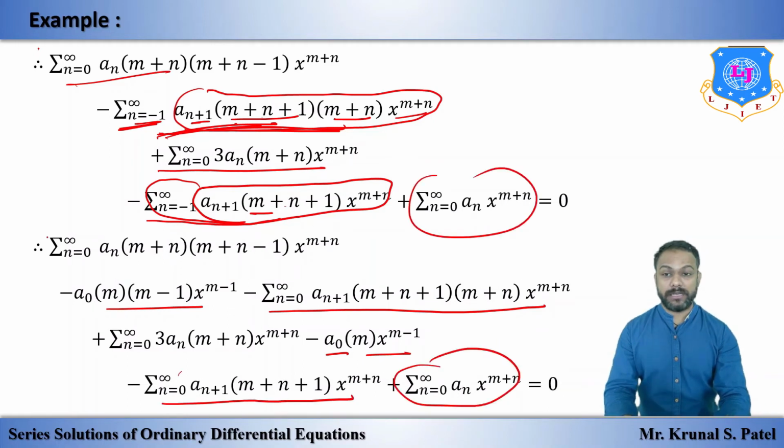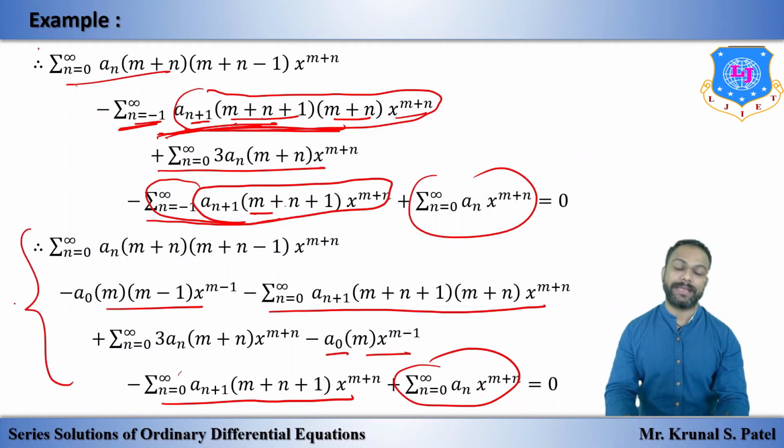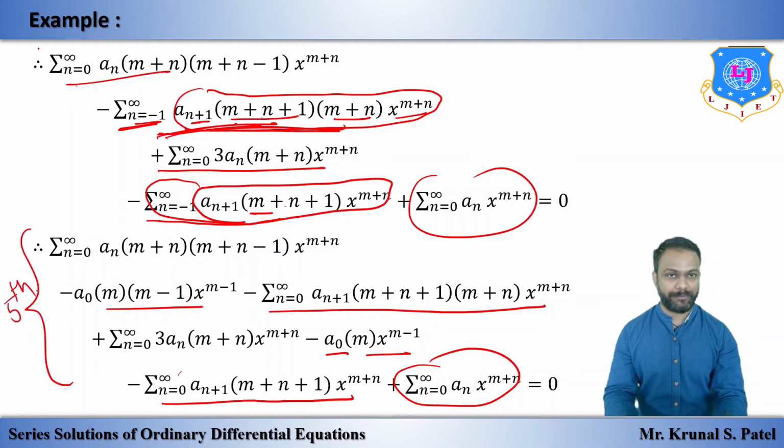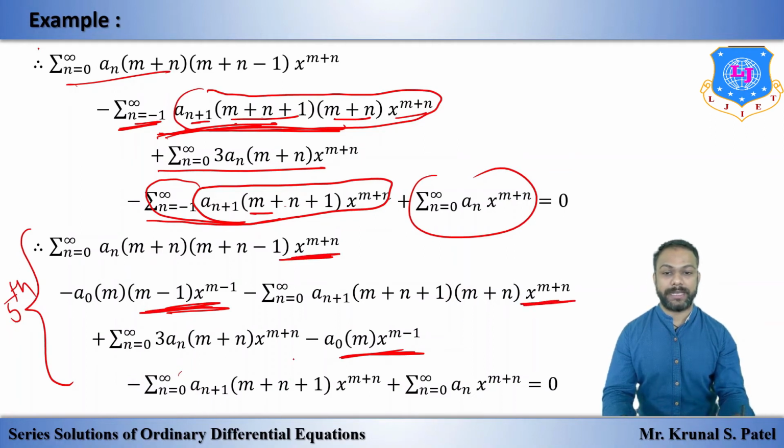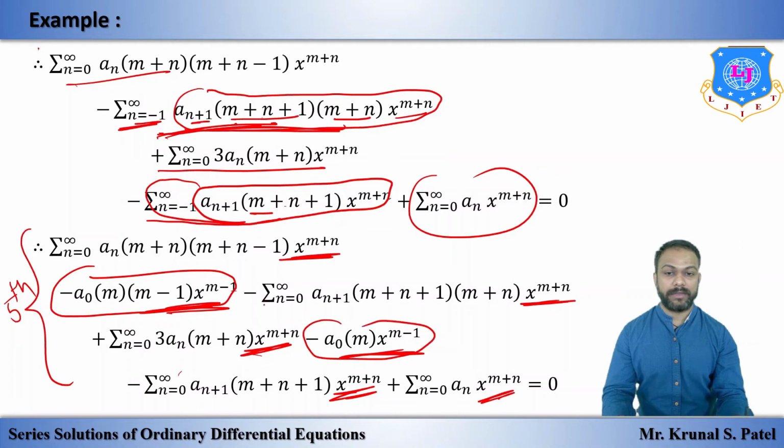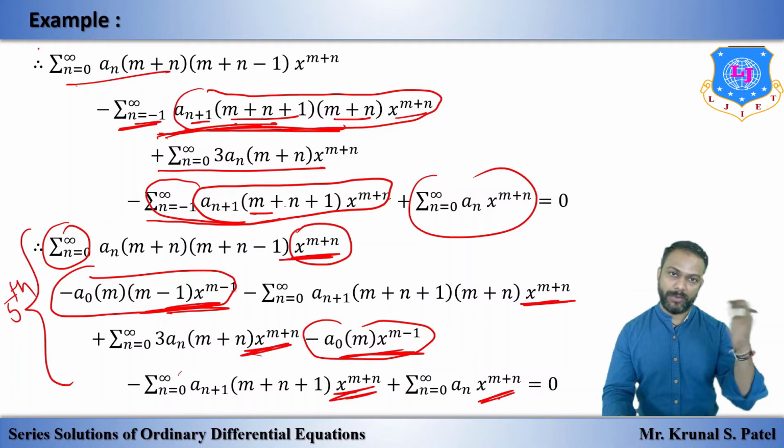Okay, so this is our make limit of sigma equal. That means fifth step. Okay, now what will we do? After make power of x equal and limit sigma equal, we'll just collect the like powers of x. Here you can observe that we have only two terms with x raised to m minus 1. Other than that, we have all the terms with x raised to m plus n. So we will take these two terms together, and we'll take all the remaining terms together with sigma common and x raised to m minus 1 common on the right hand side.